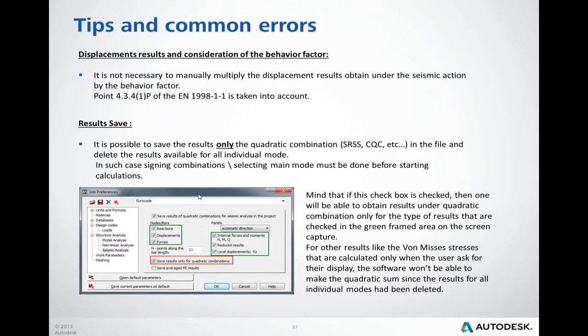Mind that if this checkbox is checked, then one will be able to obtain results under quadratic combinations only for the types of results that are checked in the green framed area on the screen. For the other results, like von Mises stresses that are calculated only when the user asks for the display, the software will not be able to make the quadratic sum since the results for the individual modes had been deleted.